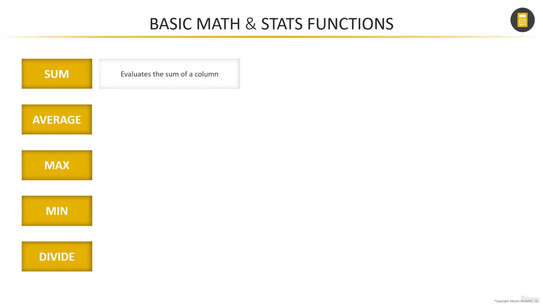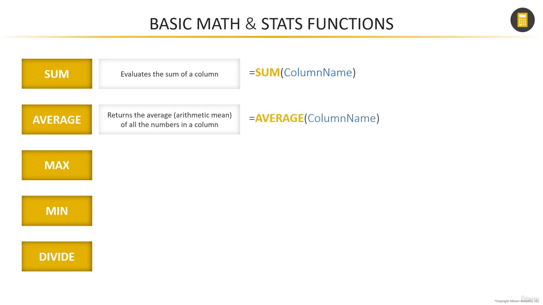Very straightforward here. Sum just evaluates the sum of a column. Syntax wise, all you have to do is point to a column name containing values. Similar story here with average. This just returns the arithmetic mean of all of the numbers within a column. And again, same syntax here, just pointing average towards a column.